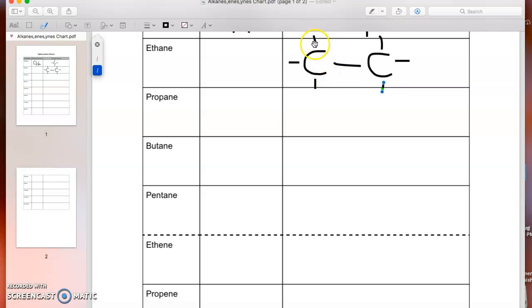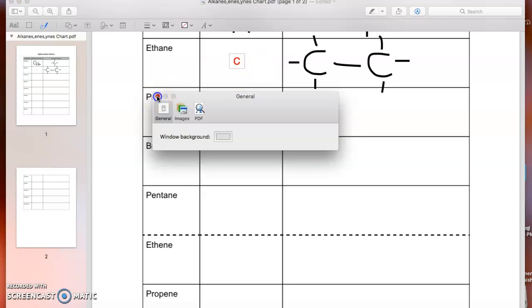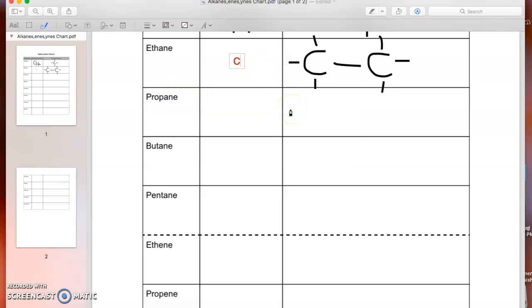Now this carbon has 1, 2, 3, 4 bonds around it, and this carbon has 1, 2, 3, 4 bonds around it. So the formula for this would be C2H, and we'd have 1, 2, 3, 4, 5, 6, so C2H6.